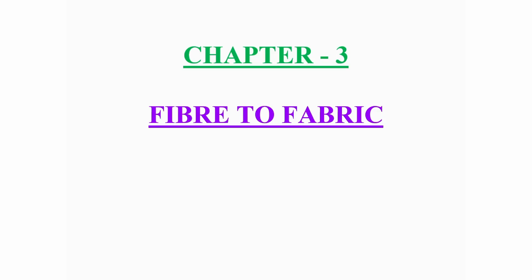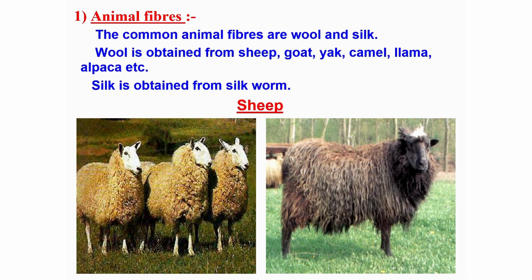Science, Chemistry, Chapter Fiber to Fabric. Animal fibers. The common animal fibers are wool and silk. Wool is obtained from sheep, goat, yak, camel, llama, alpaca, etc. Silk is obtained from silkworm.